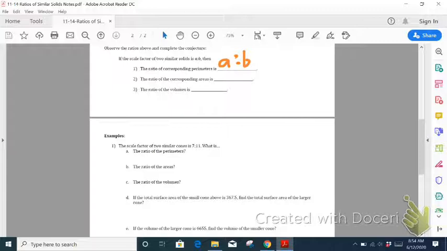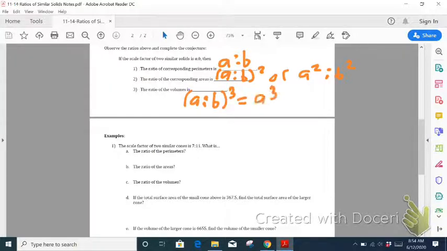The ratio of corresponding areas is going to be the scale factor squared, which means we could write it like this, or like this, A squared to B squared. And by the same token, since area is measured in square units and volume is measured in cubic units, if you know the scale factor is A to B, the ratio of volumes is going to be (A to B) cubed, or A cubed to B cubed.